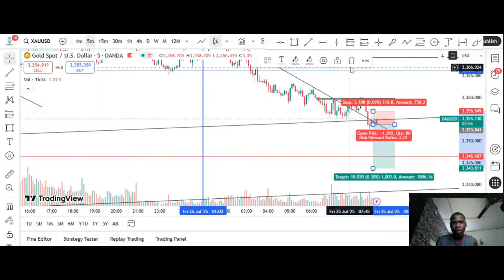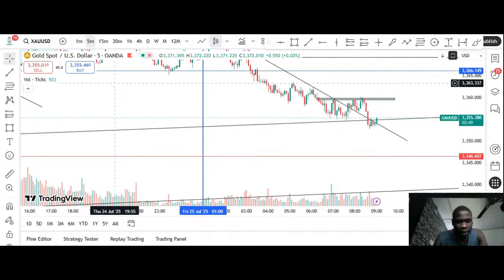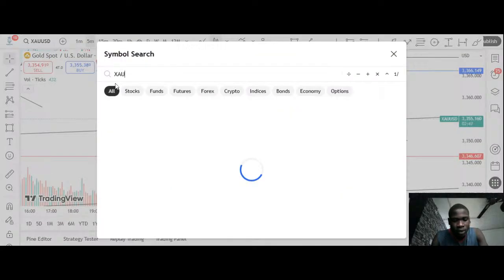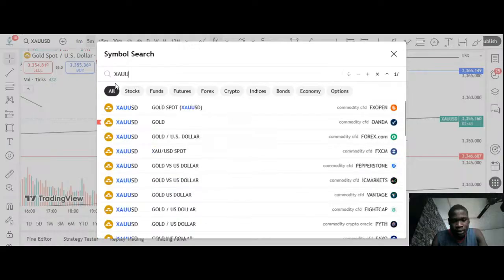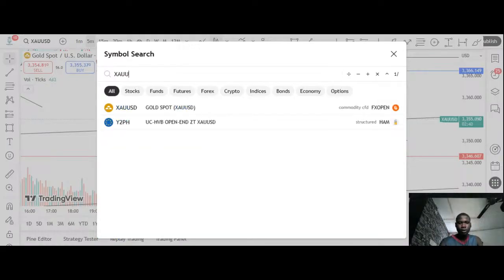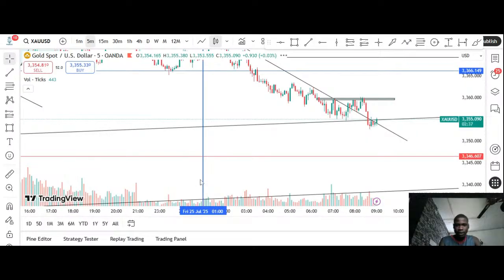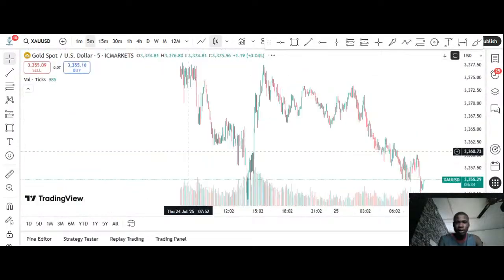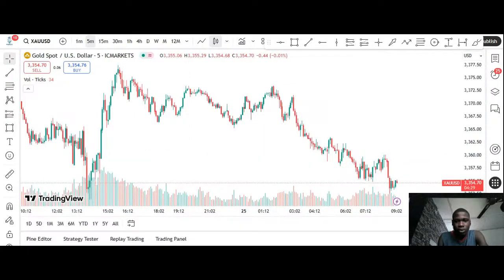So basically, what I'll be showing you guys today is how to analyze gold. Let's go on a clean chart. I see USD. Let's go on IC Markets. So this is a clean chart right now. So I'm showing you guys how to analyze gold fast.